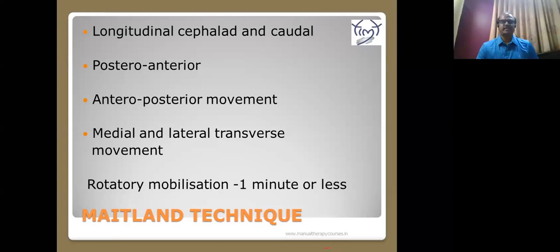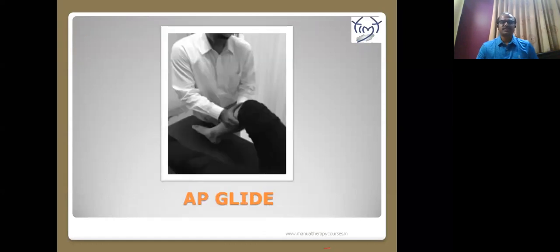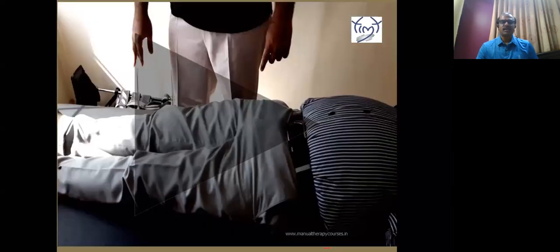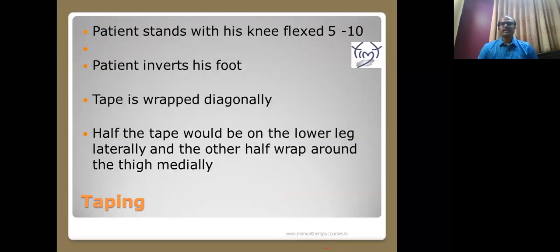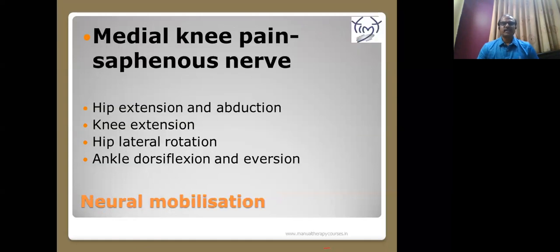So I repeat again. The techniques which we have gone through are the longitudinal cephalad and caudad, the posterior-anterior and anteroposterior movements, medial and lateral glides, and the rotatory mobilization. So this is what we've gone through. And as well, you can do the taping in order to relieve the pain instantly. And you can do the saphenous nerve mobilization also. This is more for post-arthroscopy cases.